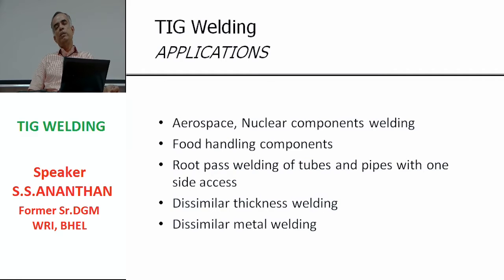Dissimilar material combinations like carbon steel to stainless steel welding can also be done, which is very difficult with other welding processes due to the high difference in the thermal conductivity and heat capacity of these materials. So these last two dissimilar combinations basically use the pulse TIG welding process for achieving the required quality.